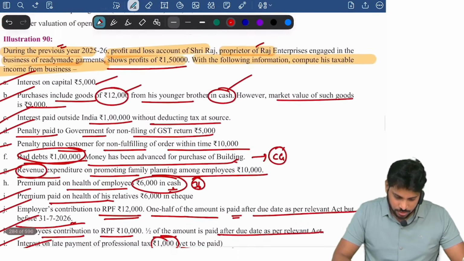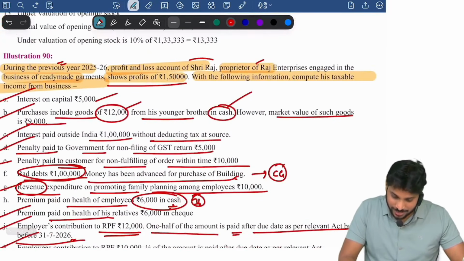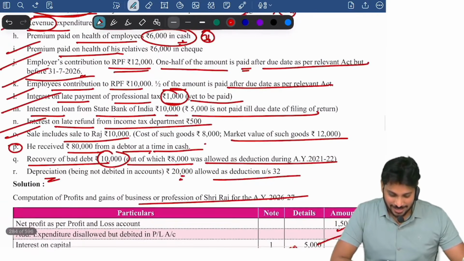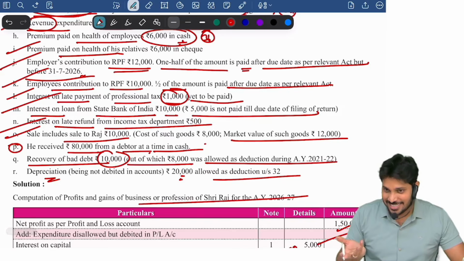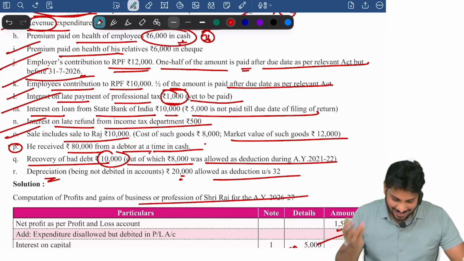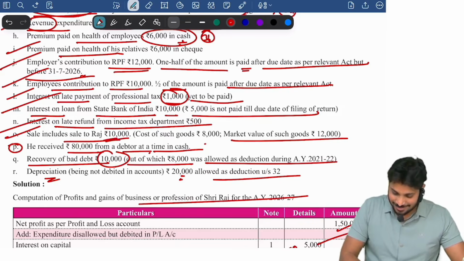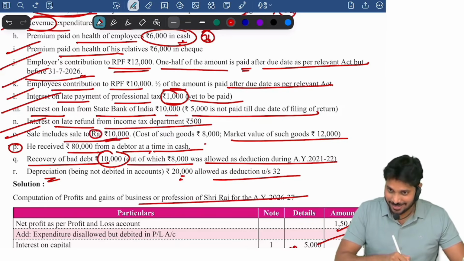Sale includes sale to Raja. Oh, Raj. Okay, SSA himself. Sorry. Okay, sale includes sale to him. That's not a sale first of all. Correct? Ayyo, we missed that point. Sale includes sale to Raj. Appa, we need to remember the name also here.